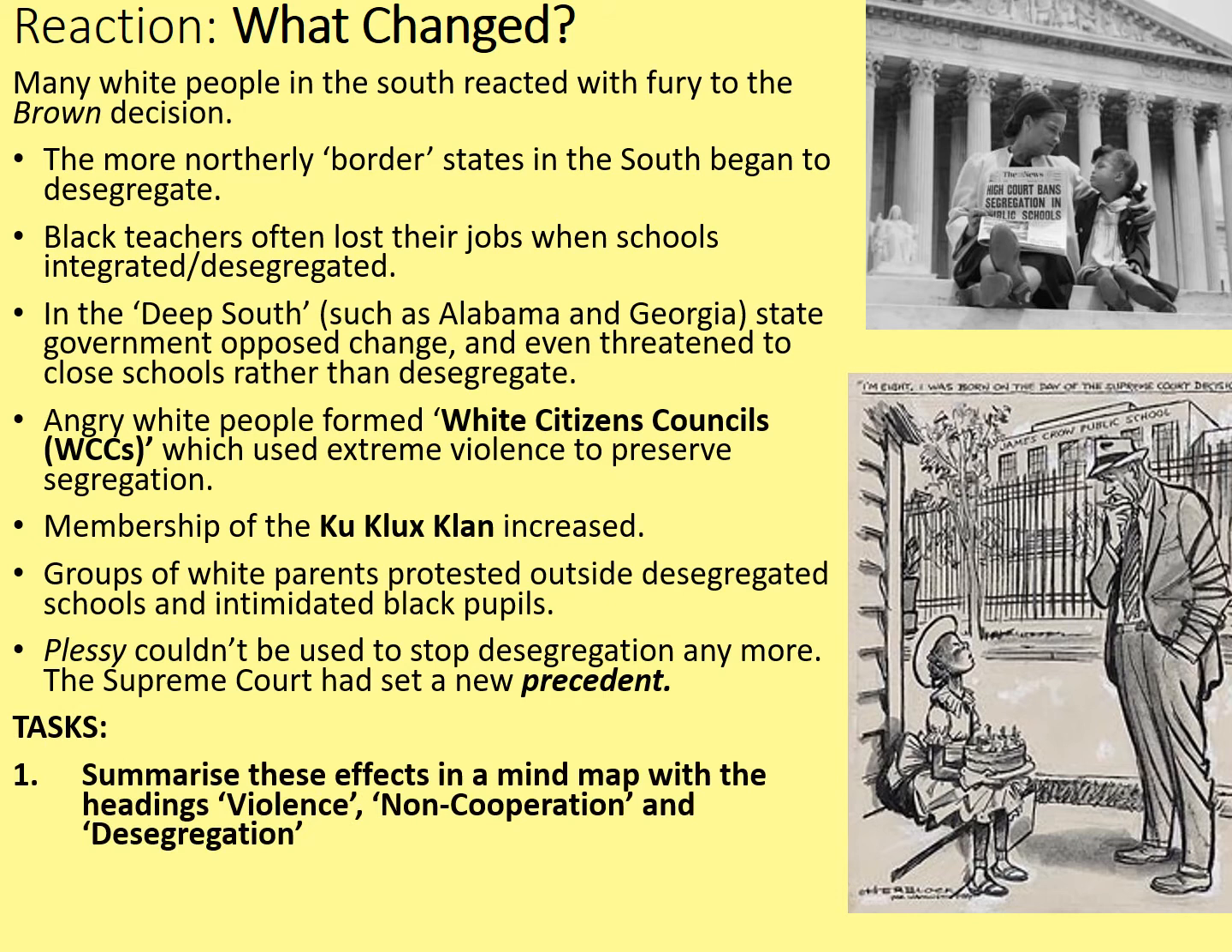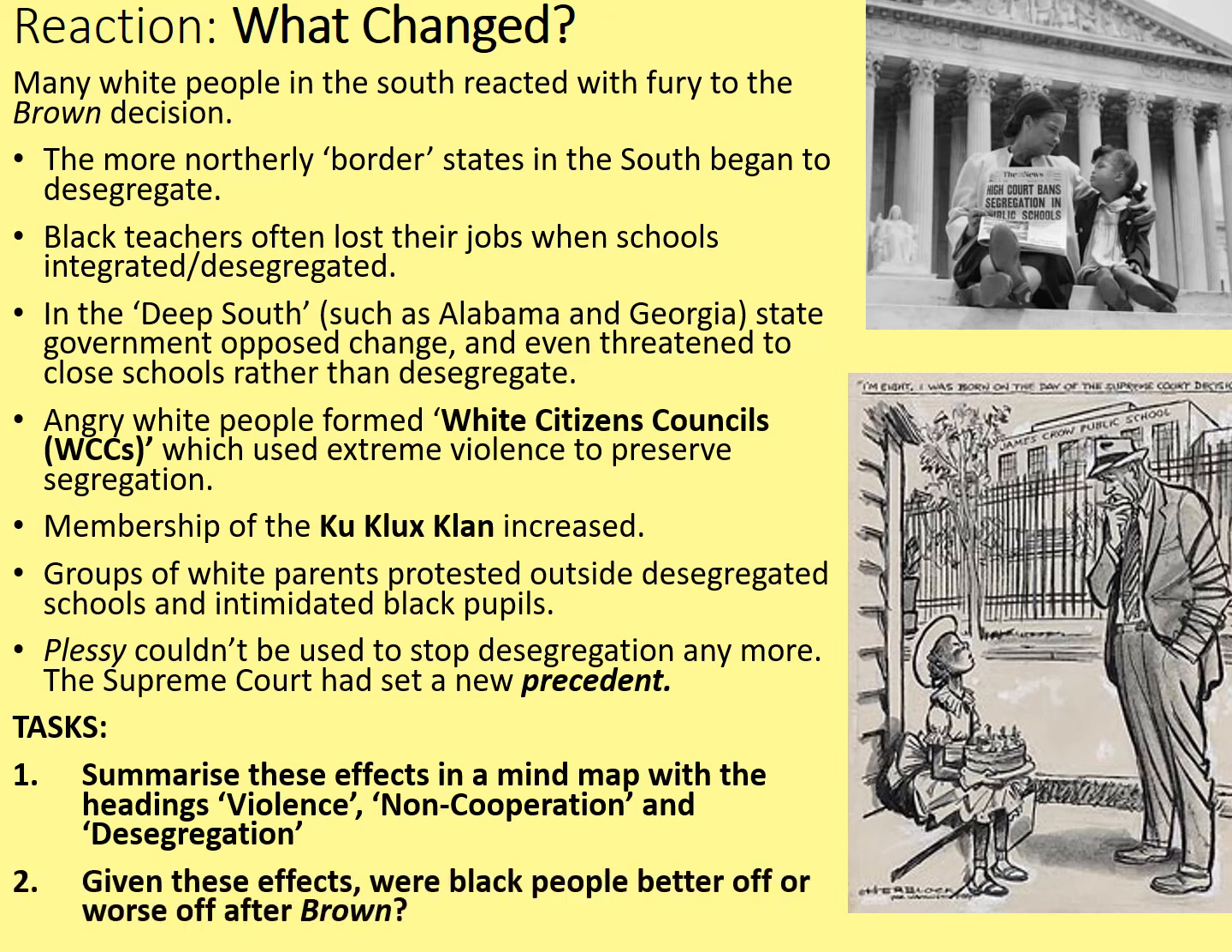Your tasks then. Summarise these effects in a mind map with the headings violence, non-cooperation and desegregation. Then, given these effects, do you think that black people were better off or worse off in the wake of the Brown decision? Pause the video now and complete those tasks.